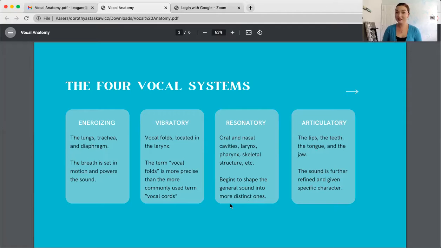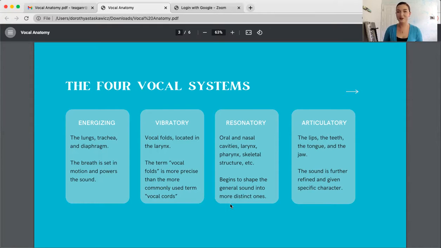And so next is the vibratory system. So our vocal folds, as I mentioned before, commonly known as the vocal cords, are located in our larynx, so right around here. And we're going to be looking at a picture of those in a minute. And there's also some videos that you can look at that examine what they look like when you're speaking or when you're singing.